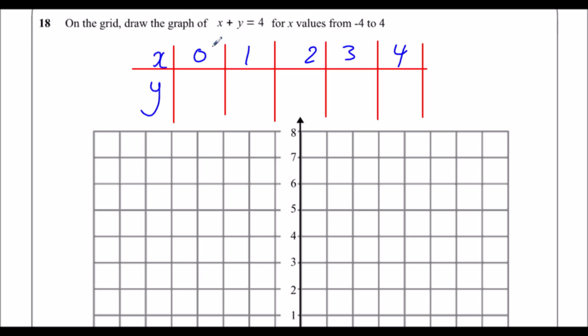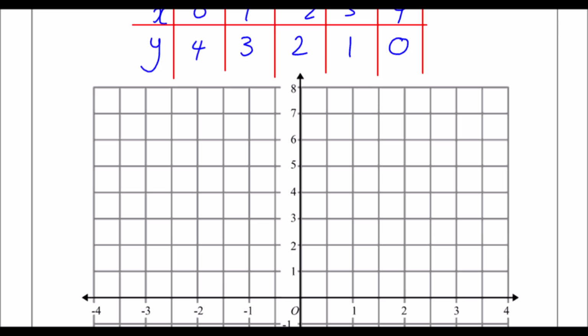And if x is 0, so 0 plus what for y equals 4? 0 plus what number equals 4, which would be 4. 1 plus 3 equals 4. 2 plus 2, 3 plus 1, and 4 plus 0. And we can plot these on the graph. So 0, 4, 1, 3, 2, 2, 3, 1, and 4, 0.